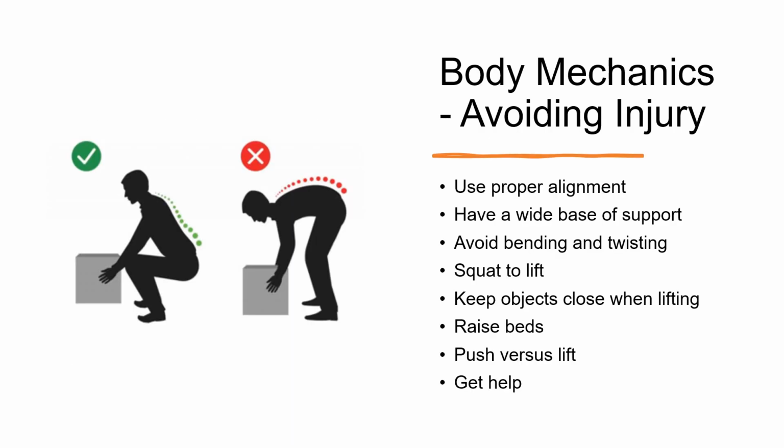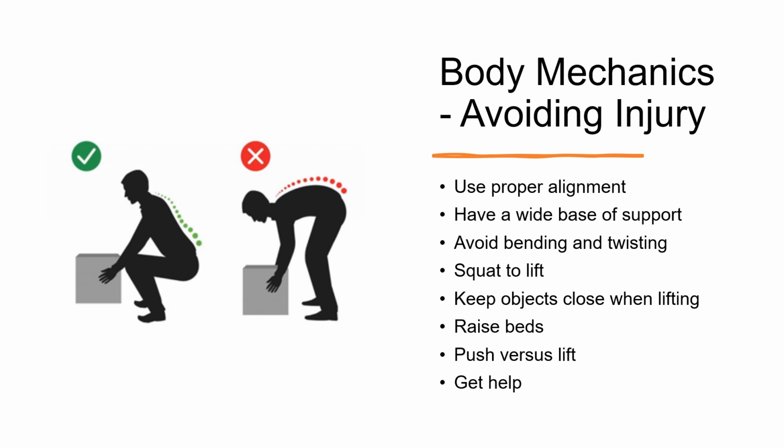So we want to avoid injury, and that is why body mechanics is so important. You want to remember these things. Okay, so use proper alignment. You want to make sure you have a wide base of support, especially when bending. You don't want to bend and twist at the same time. You want to squat to lift, so you bend your knees. You don't just keep your knees straight and bend over. You want to keep objects close to your body when lifting. That will help those muscles to support your back.